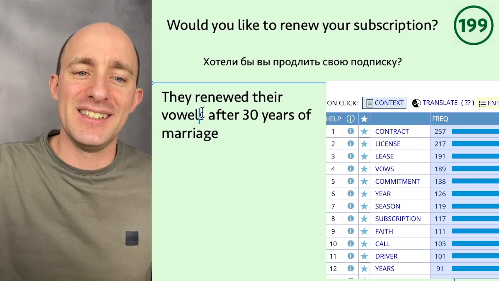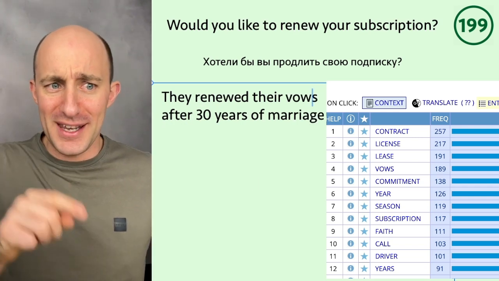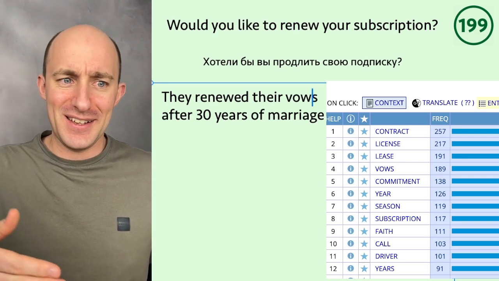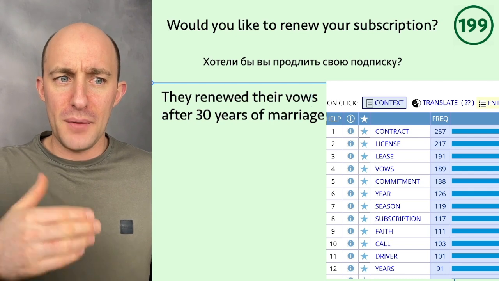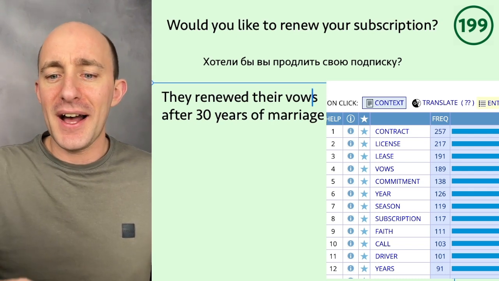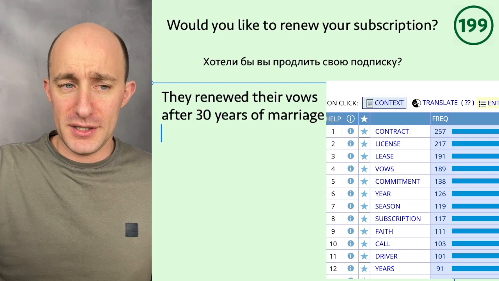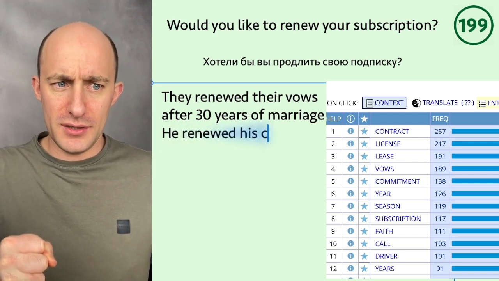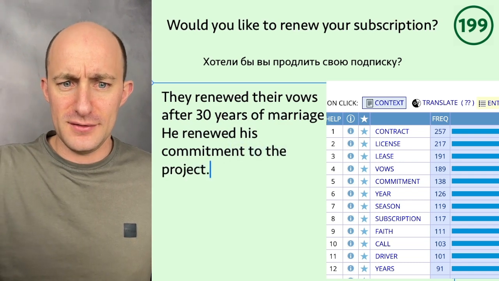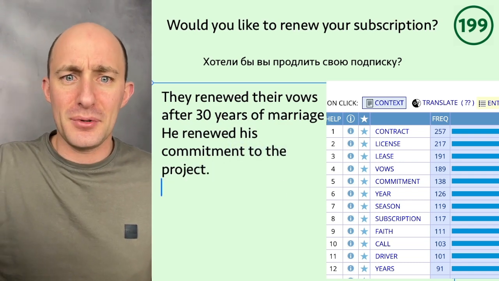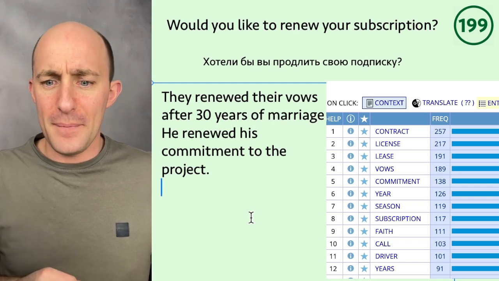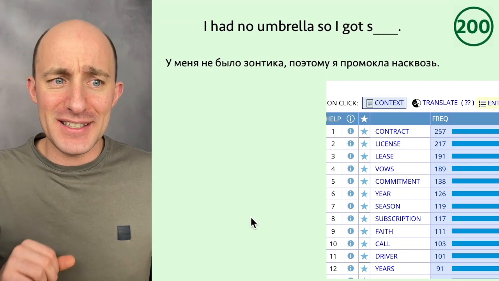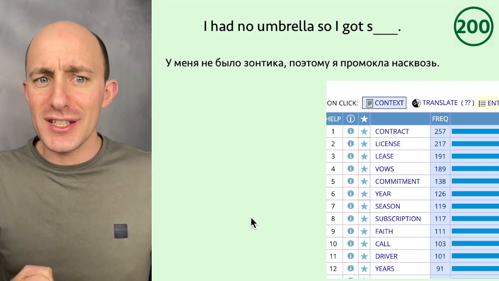Not vowels. Usually I talk about vowels, but here it's vows, which is what you do at your wedding ceremony. The vows. I promise that I will... Da, da, da. You can renew your commitment to something. He renewed his commitment to the project. Renew, okay. And the last word in today's lesson, it's number 200.